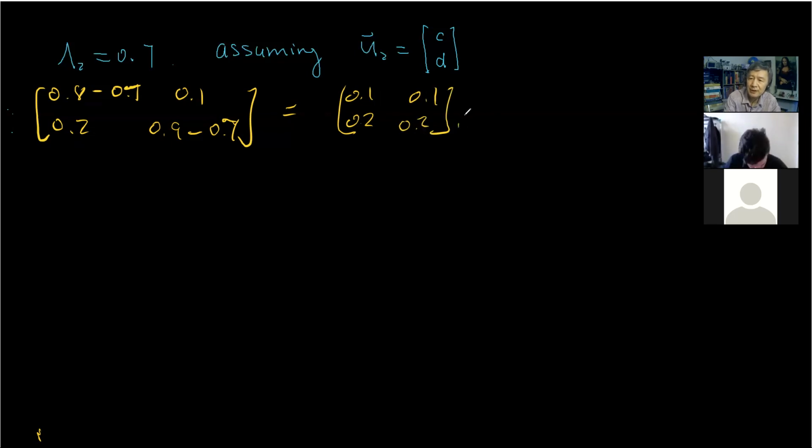Now, can we do something simple? Can we just multiply by 10 to get rid of the decimal? Yeah, we can get rid of the decimal. We multiply by 10. Cool.